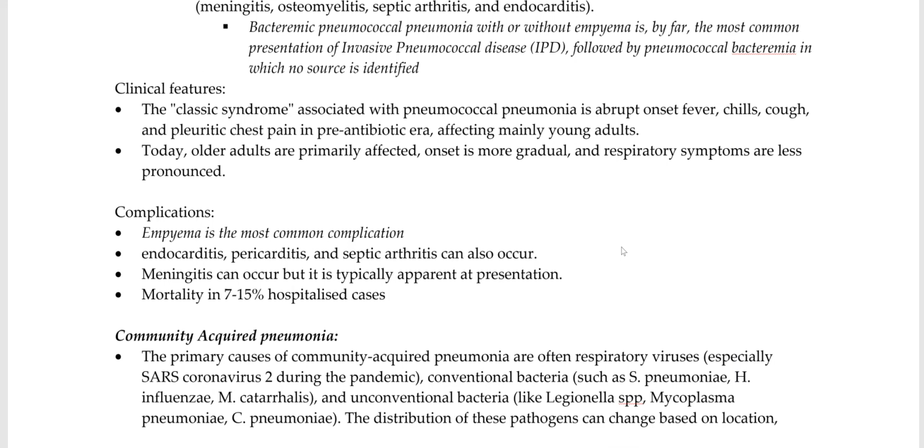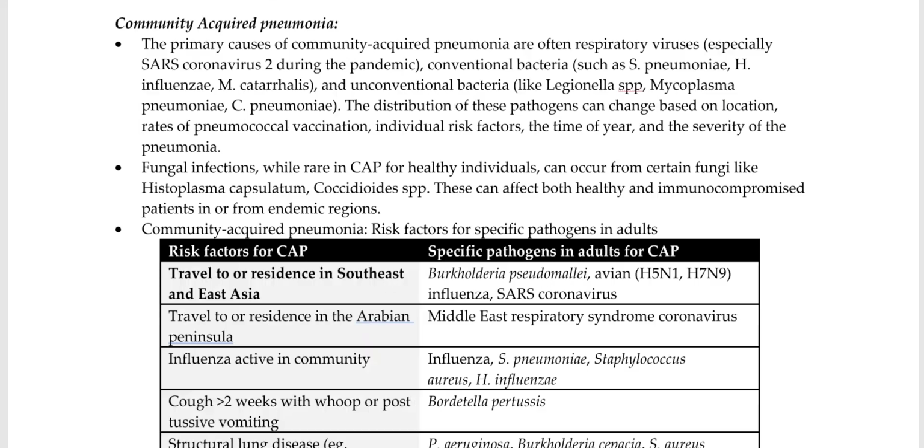Now, community acquired pneumonia, let us see a little bit about it. So, community acquired pneumonia is basically pneumonia which is not acquired in hospital, it is acquired in community. So, the primary causes are usually respiratory viruses. For example, we have seen SARS coronavirus 2 during the pandemic. But conventional bacteria, for example, pneumococci, Haemophilus influenzae, Moraxella catarrhalis, and unconventional bacteria, for example, Legionella, Mycoplasma, and Chlamydophila pneumoniae, they are common causes of this community-acquired pneumonia. That means typical as well as atypical bacteria, both are very common causes.